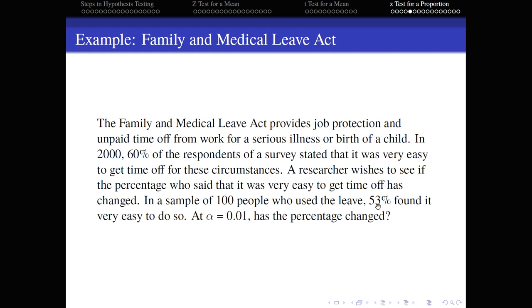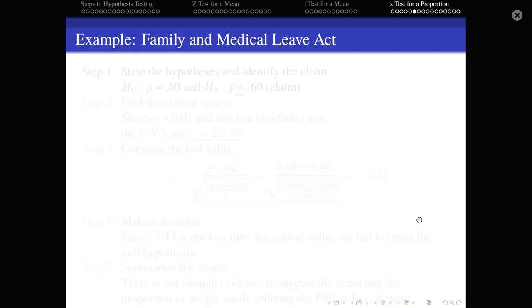So in a sample of 100 people, we found 53% found it was very easy to get time off. Definitely less than 60. Our question is to see, is it enough less than 60 to be declared statistically significant, or for us to believe that it's different in the underlying population? Now we're going to test this at alpha equals 0.01. That's a little smaller than what we did last time.